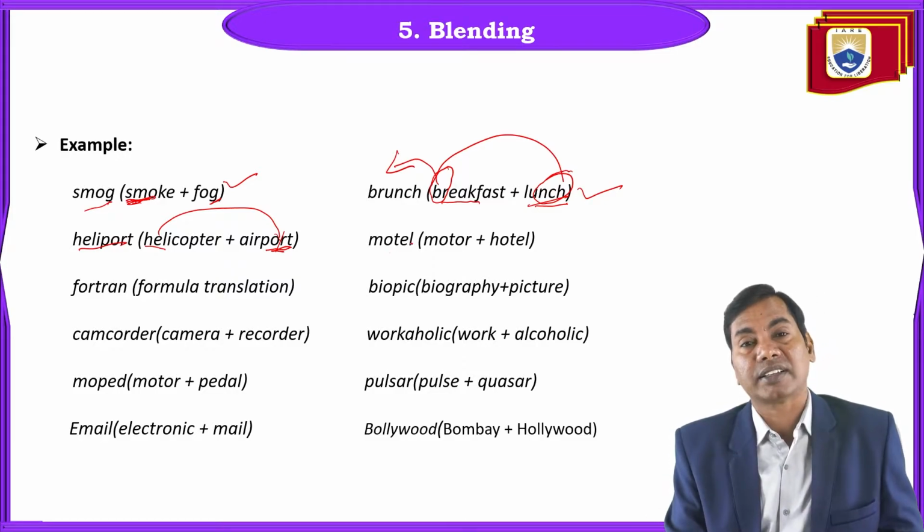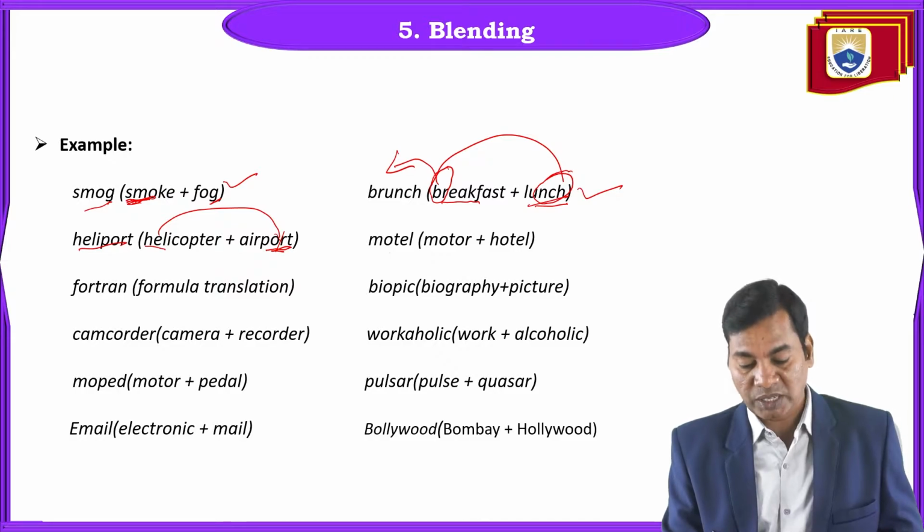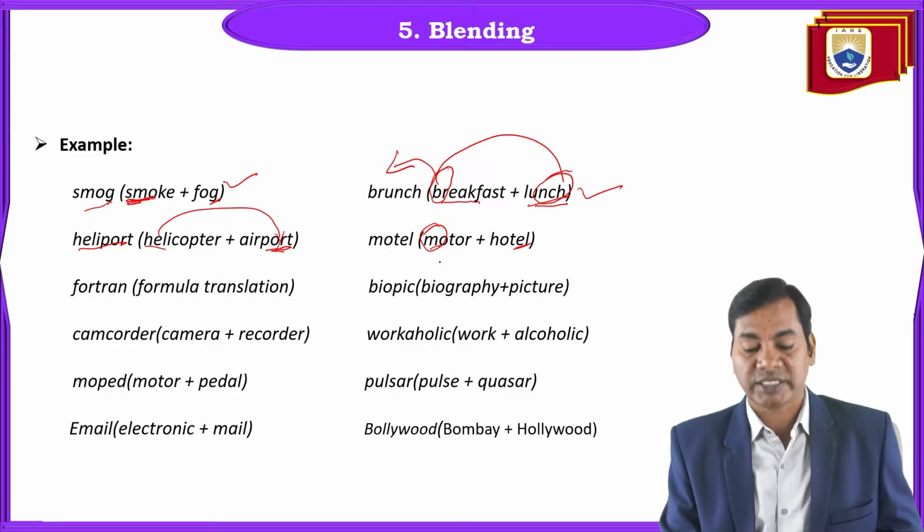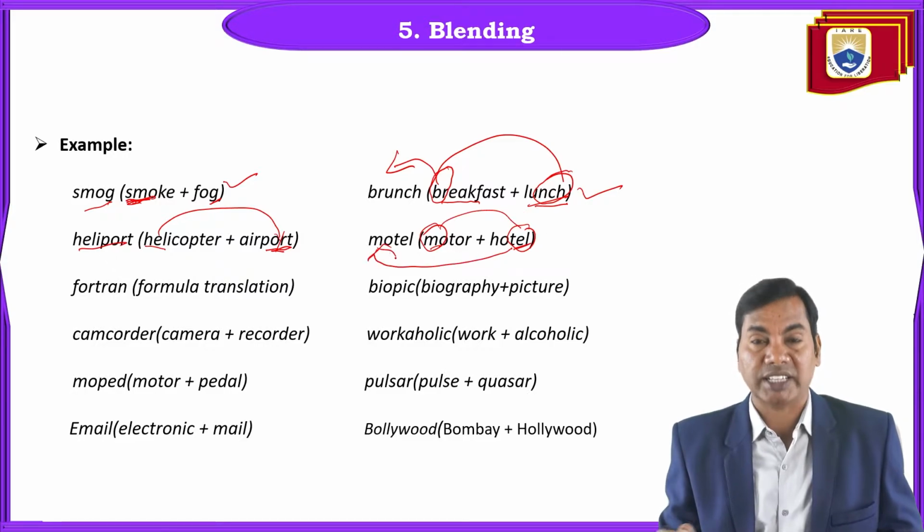And motel, a very popular word nowadays, right? How did we get this? We've taken the initial part of motor. What is that initial part of motor? MO, and the ending part of hotel, right? TEL. So mo from motor, tel from hotel. So by combining these two, we have got the word motel.